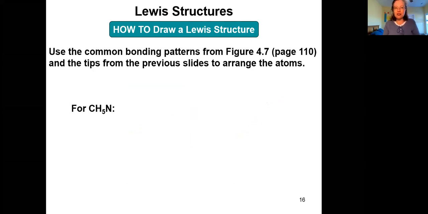Okay, so let's think about this for a second. How many bonds does carbon always want? He's in group 4A. 4 plus 4 equals 8. So carbon always wants 4 bonds. Hydrogens. Each hydrogen gets only 1 bond. Nitrogen. He's in group 5A. He needs 3 more electrons to have 8. Okay, so he wants 3 bonds. Who's going to go the most in the center, and then who's going to be off to the side?